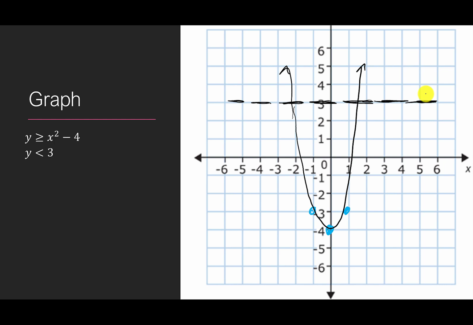So one way would be to go back to that test point, like the (0, 0). And you could make sure that (0, 0) satisfies both of your inequalities. So 0 greater than or equal to -4, true. 0 less than 3, also true. So you would want to shade the region that includes 0.